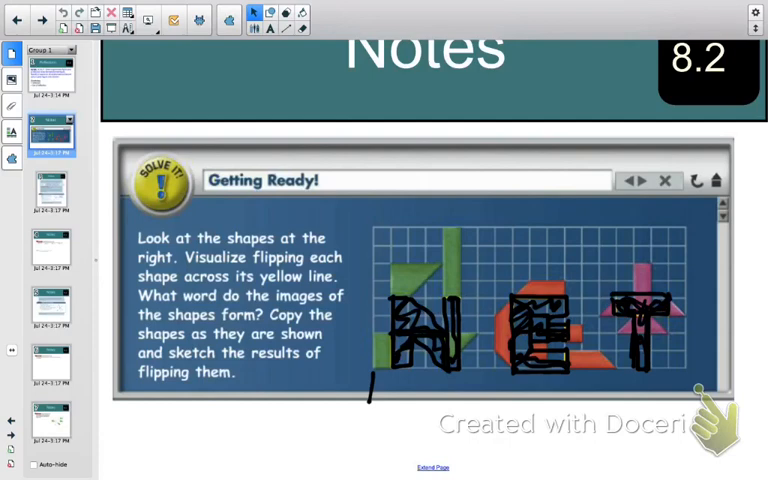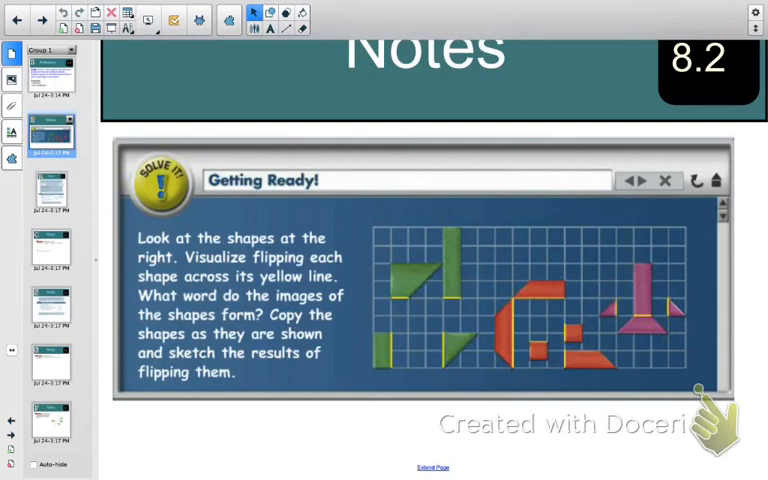Awesome. Next slide. Those are all reflections. So you're just reflecting. You always reflect over a line. Okay, next. Let's go.